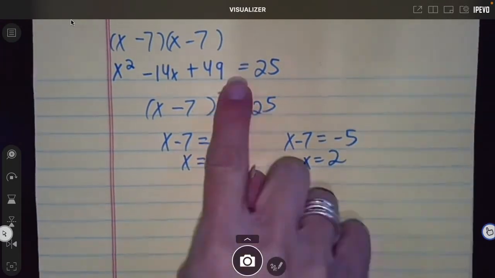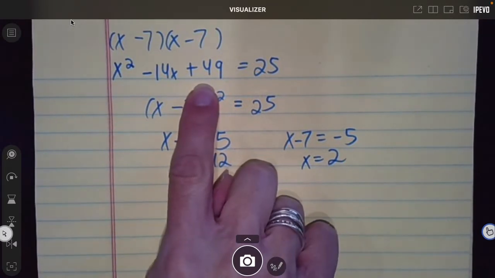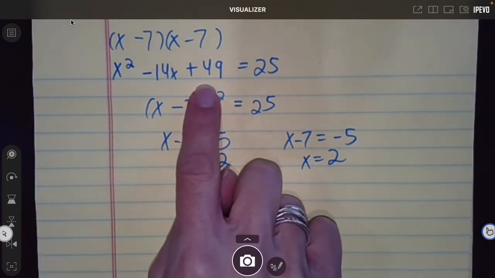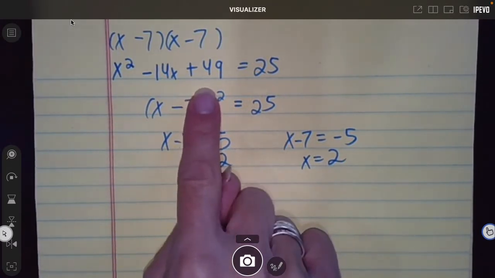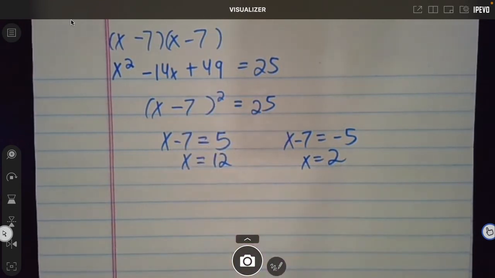And y'all, if I had moved my 25 over and had it equal to 0 and I graphed it, guess what I would have gotten? The same 2 answers. Okay? So all this comes together.